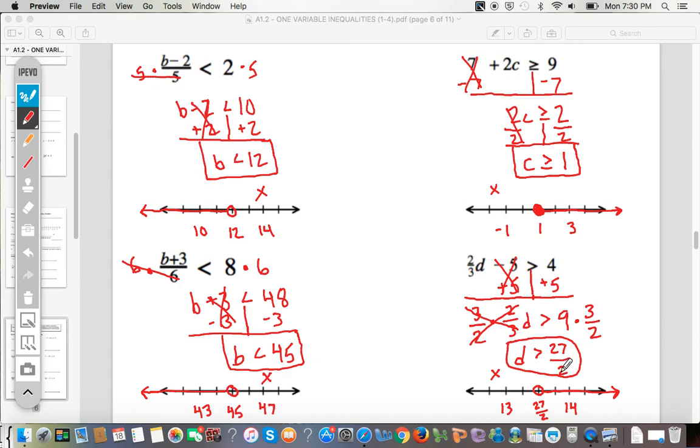Okay, so at this point, please complete some level 2 practice, and if that goes well, you should be ready for a level 2 formative.